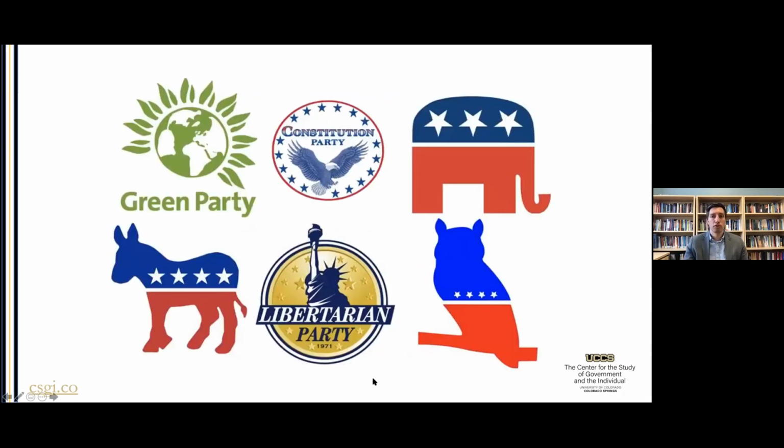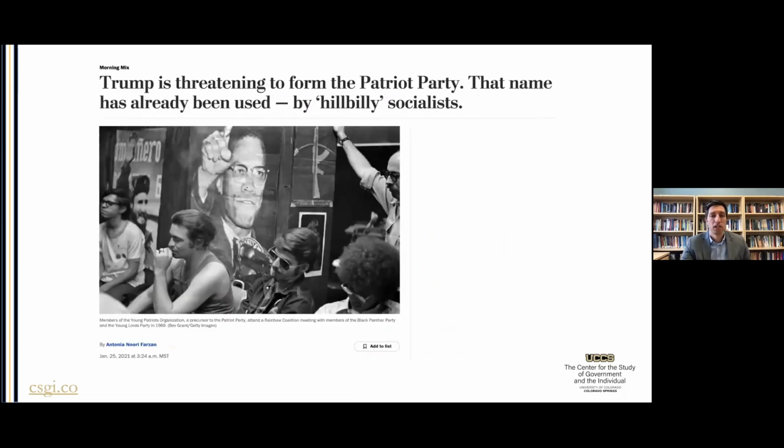Here's some of the logos for the parties you might be familiar with. Of course, in the top right-hand corner, you have the Republican logo of the elephant. In the bottom left, you've got the donkey for the Democrats, and then some of the other minor third parties that we have in American politics.